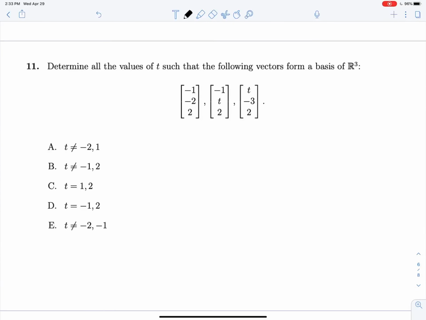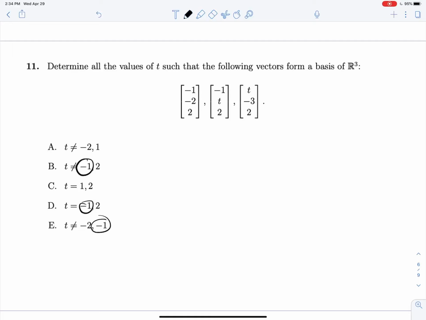So determine the values of T such that the following vectors form a basis of R3. So we can find one of these values by inspection. Let's see. We have -1, -1, and we have 2, 2, 2 here. So if row 1 is a multiple of row 3, in this case, -2 times row 1 equals row 3, then we're going to have issues and our vectors will not be a basis for R3. So if t is equal to -1, then we'll be able to use row 1 to set row 3 equal to 0, and that will make sure that our vectors cannot form a basis.